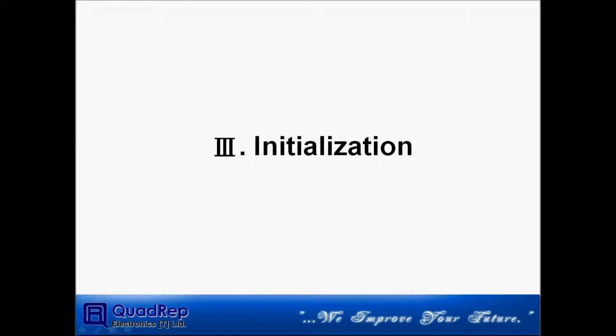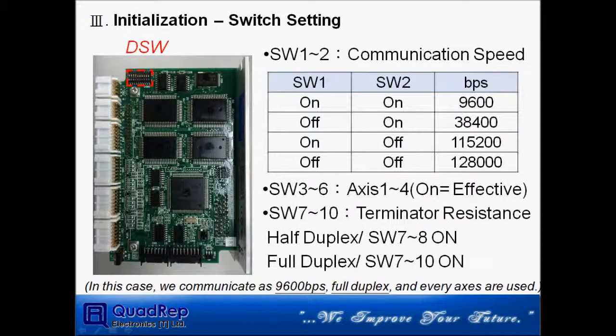Now we start to introduce the initialization. Three functions must be set by the digital switch. Switch 1 and switch 2 will decide the baud rate. The SX effective or not will be decided by switch 3 to 6. And we use switch 7 to 10 to set the terminator resistance. And in this case, we turn all the switches on.